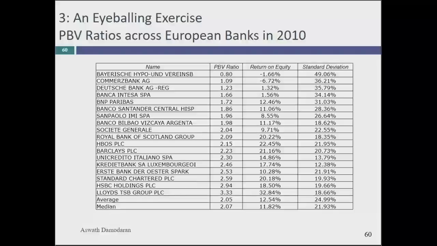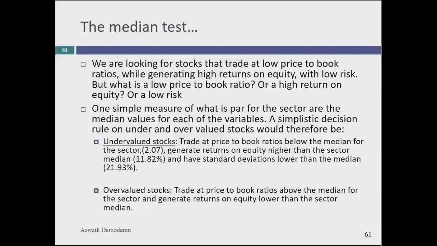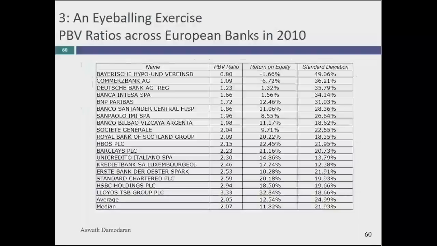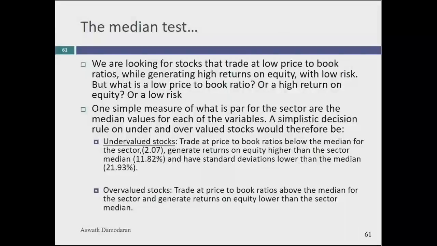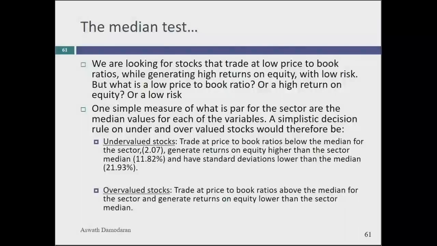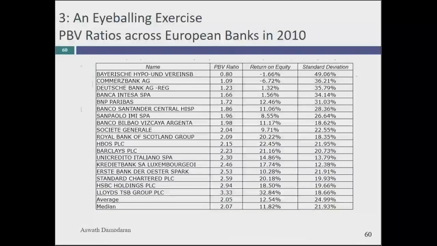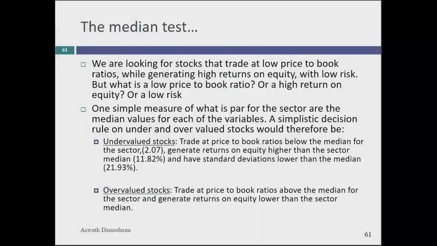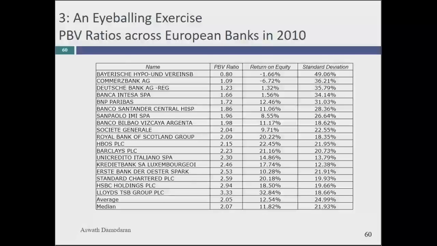So here's a very simplistic way to do this. I computed the median for each of these numbers: the median price to book, median return on equity, median standard deviation. Then I look for stocks rated at less than the median price to book ratio while having higher returns on equity. If you look at 2.07, I'm looking at a stock that trades at a price to book less than the sector and has a return on equity higher than the sector, but it's riskier, so that doesn't work.